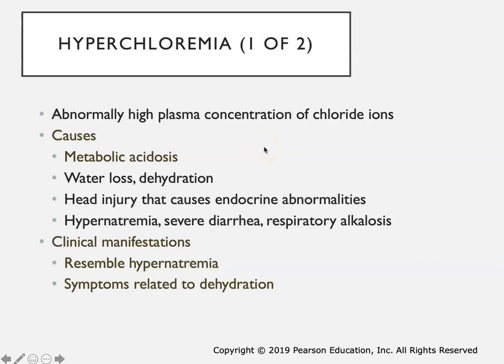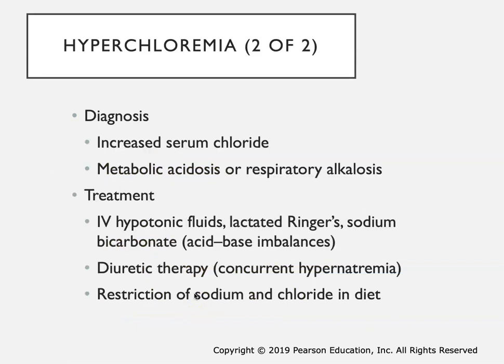And in terms of clinical manifestations, a lot of them are similar to what you see in hypernatremia, okay? And a lot of the symptoms are related to dehydration. In terms of diagnosis, obviously, if you see an increase in serum chloride, that's going to indicate hyperchloremia. Again, if the patient has metabolic acidosis or respiratory alkalosis, then most likely their chloride levels are increased as well, as I said before.